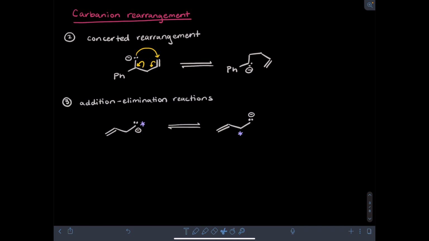Another type of rearrangement that can occur is if you have a carbanion that is one position away from an alkene.